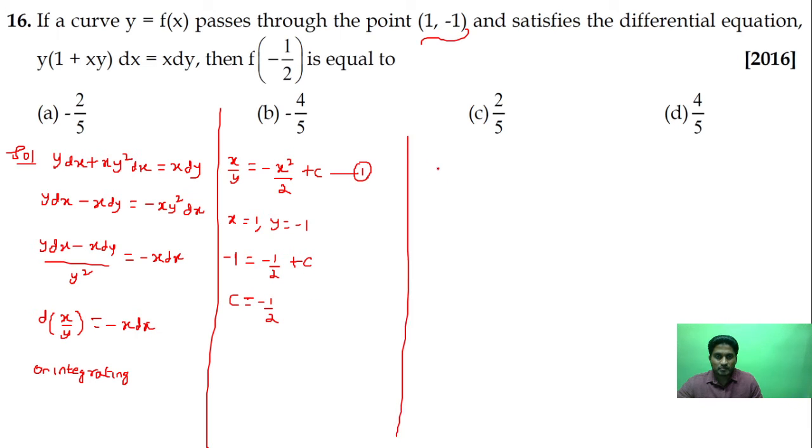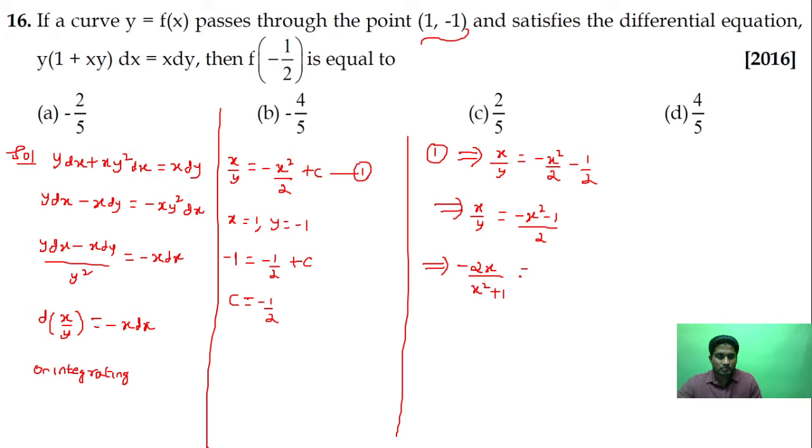If I substitute c equal to minus half in equation 1, you get x upon y is equal to minus x square by 2 minus half. Now x upon y is equal to minus x square plus 1 whole divided by 2. If I cross multiply, you get minus 2x upon x square plus 1 is equal to y. It is given in the question that y is a function of x, so f of x is equal to minus 2x upon x square plus 1.